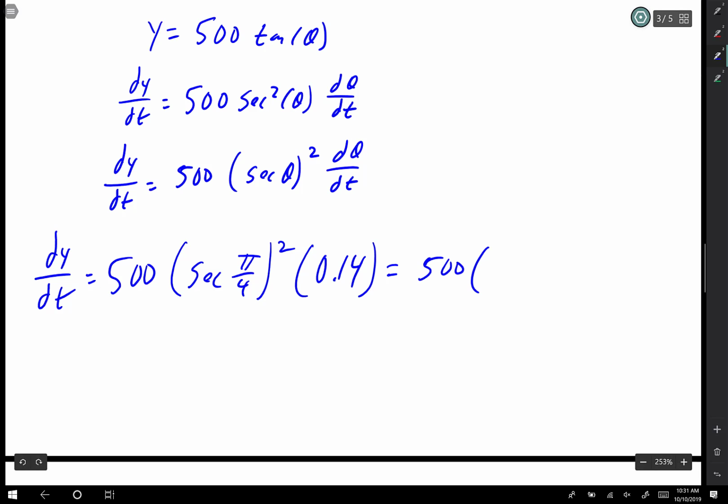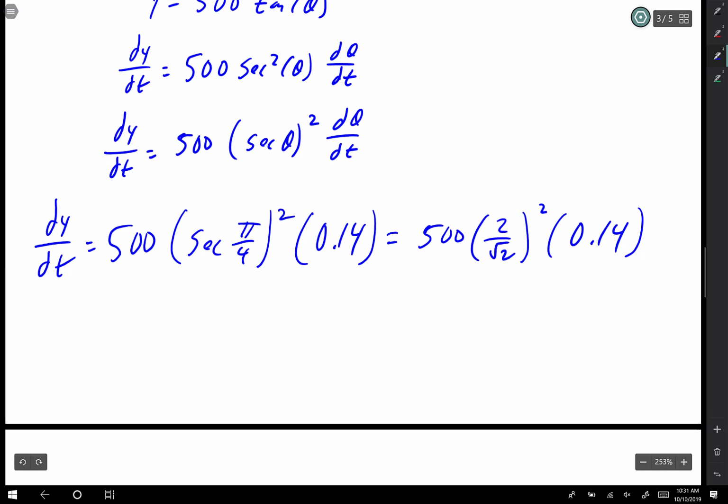500 times, here comes your unit circle, it never goes away. Secant of pi over 4. They're being nice. At pi over 4, x and y are the same coordinate anyways, same magnitude. So 2 over square root of 2, and I'm going to square that, and I'm going to multiply it by 0.14. Does that make sense, guys?